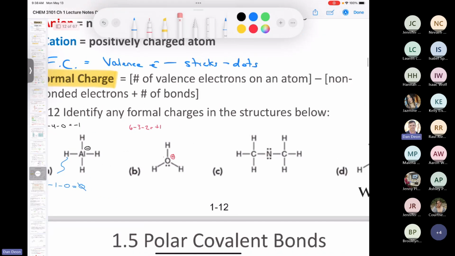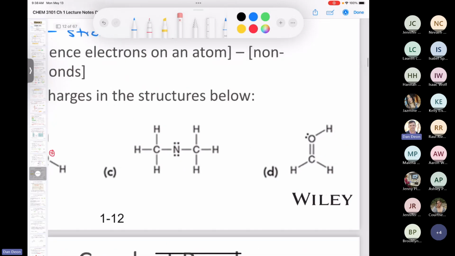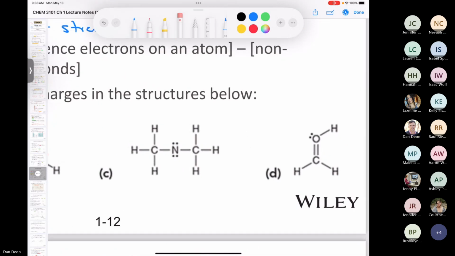Now, what I would like to do is give you a second. I'll give you 1 minute to see if you can find the formal charges in C and D. Okay, it's very difficult for me to not talk. But anyhow, I'll give you 1 minute to see if you can find the formal charges in here.